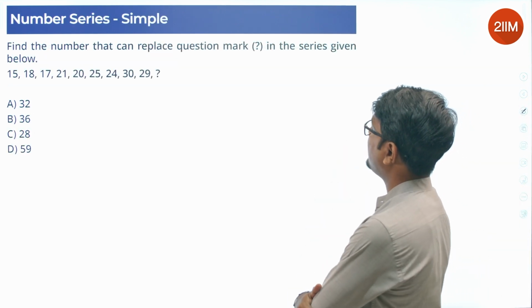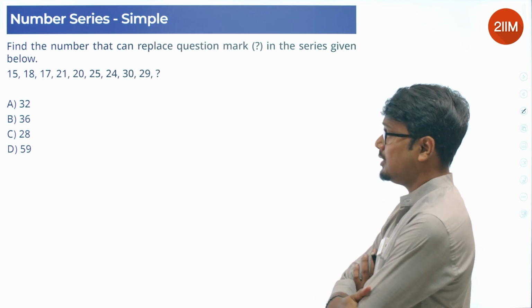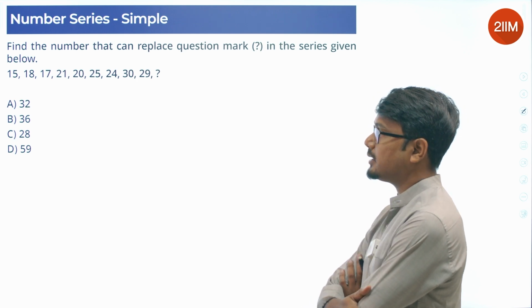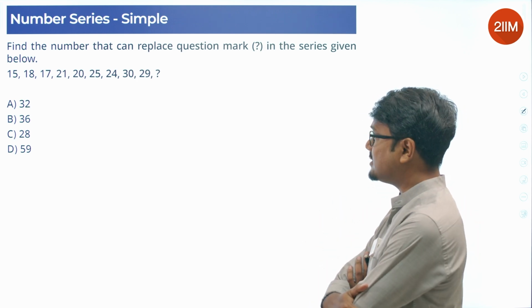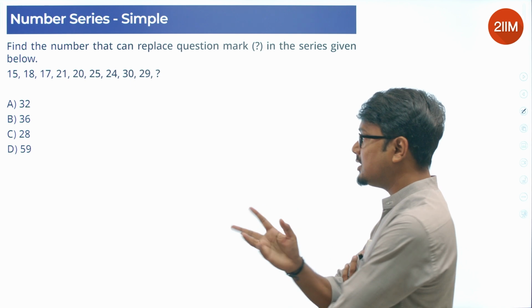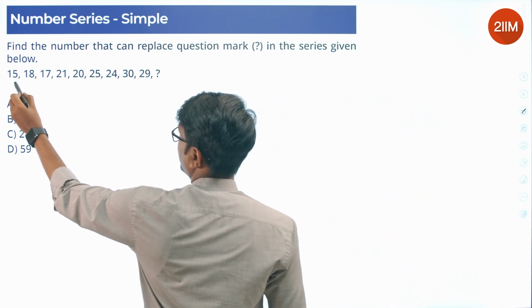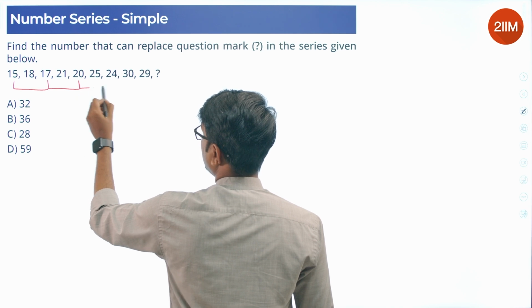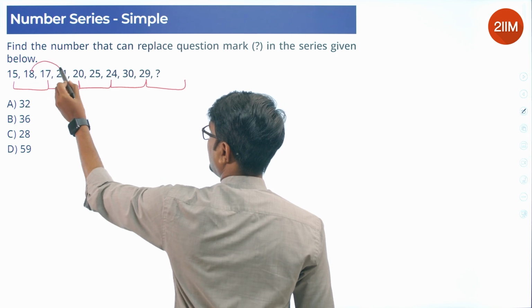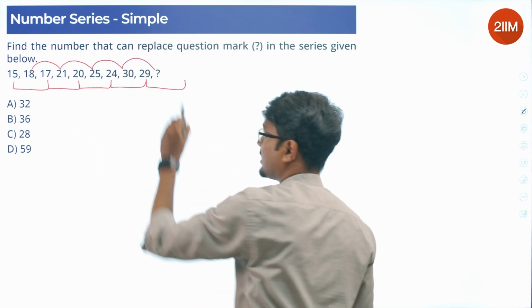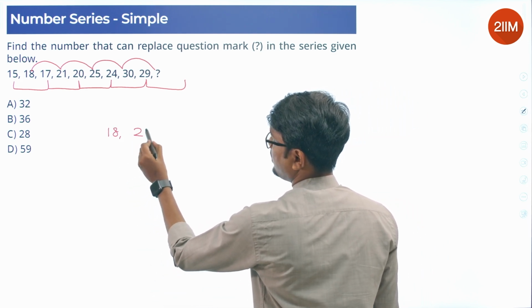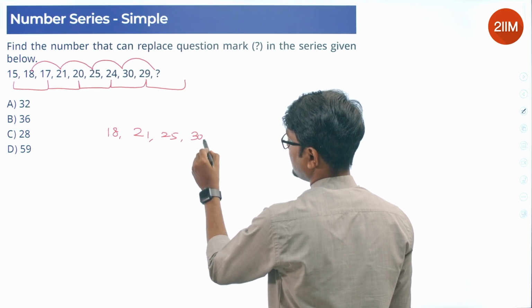Find the number that can replace the question mark in the series given below: 15, 18, 17, 21, 20, 25, 24, 30, 29. The numbers are mixed or clumsy, I could say. So there is a chance of having a jumbled series. Look at this: 15, 17, 20, 24, 29, some number. We are not focused on that. We are focused on 18, 21, 25, 30, question mark.